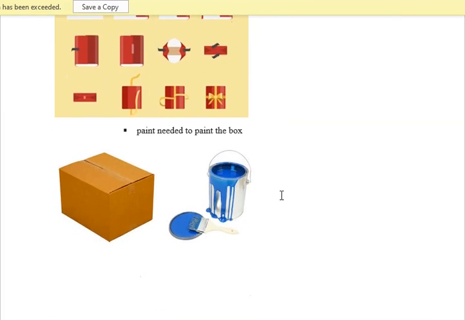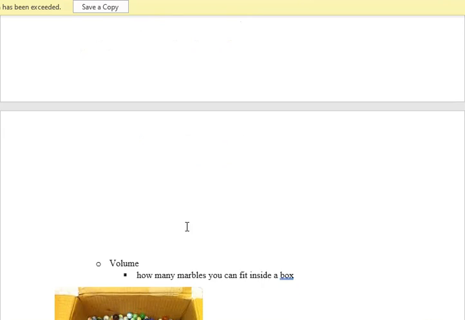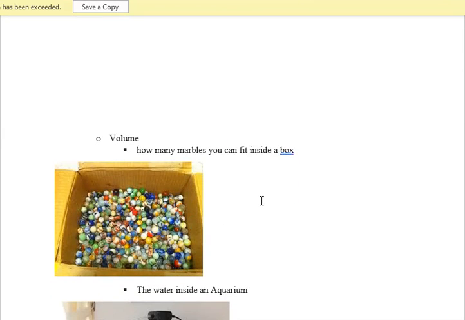Or another example is the paint needed to paint a box. So in the classroom, you could bring in paint and a bunch of cardboard boxes and have the students paint all the surface area of that box. For volume, a great example is how many marbles can fit inside a box. This is filling up the space in that box and showing the students that volume is the amount of something that can be held within a box. So bringing in a bunch of marbles and a box can help them visualize that.